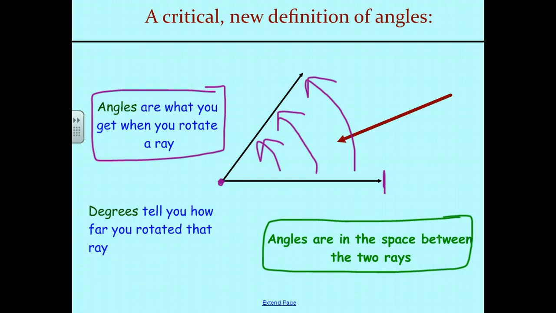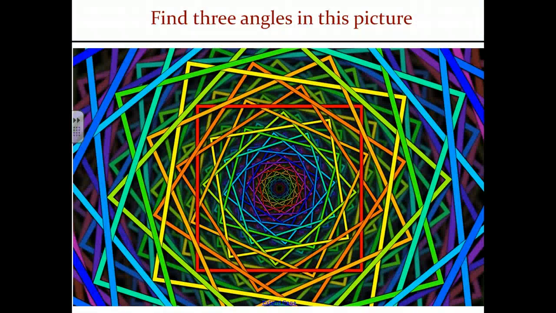So I'm going to show you a picture that has a lot of colors and a lot of rays and a lot of line segments and a lot of lines. But I want you to try to pick out some angles, not only that are formed, obviously, in this picture, but are included in the intersection of some lines. So take a look at this picture and see if you can identify three different angles.